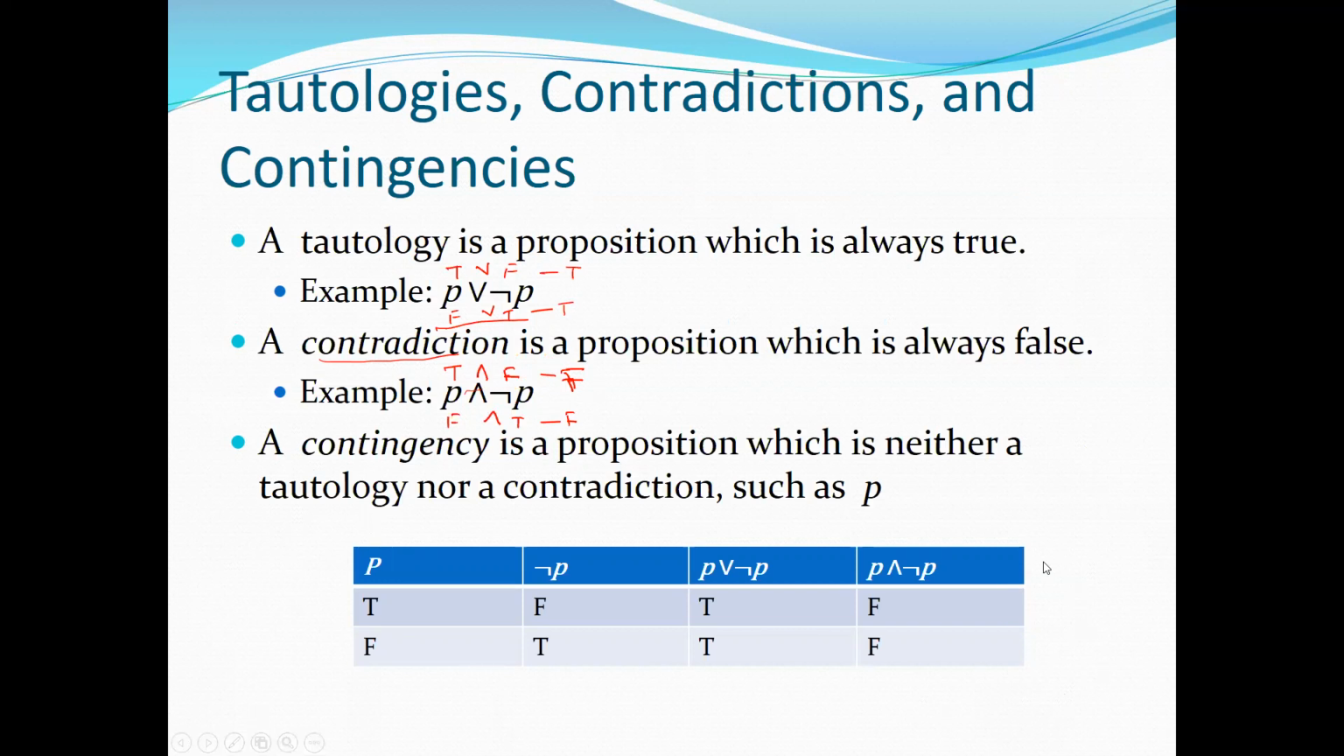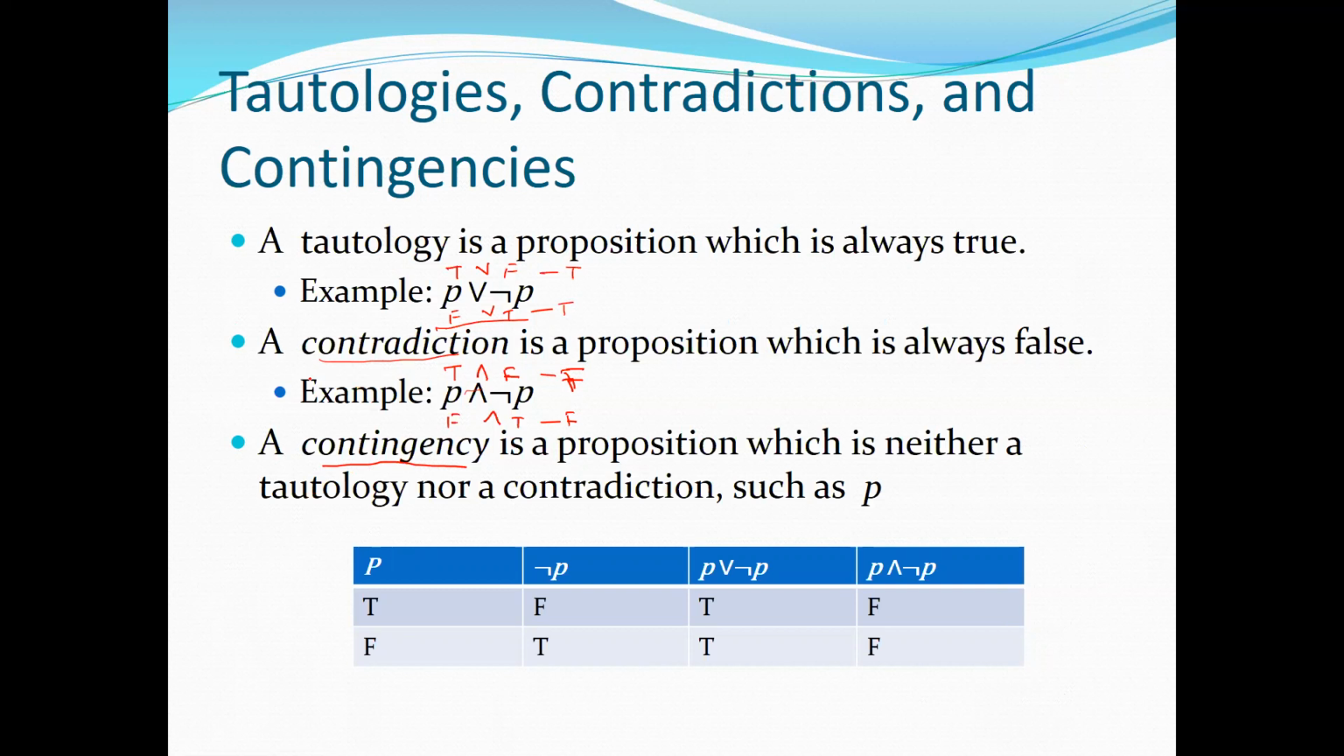Okay. So the third concept is the contingency. Contingency is a proposition which is neither a tautology nor a contradiction. It means sometimes it is true, sometimes it is false. If sometimes it is true, sometimes it is false, we call it a contingency, not a contradiction, not a tautology.